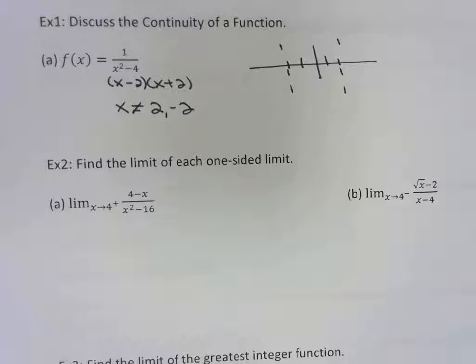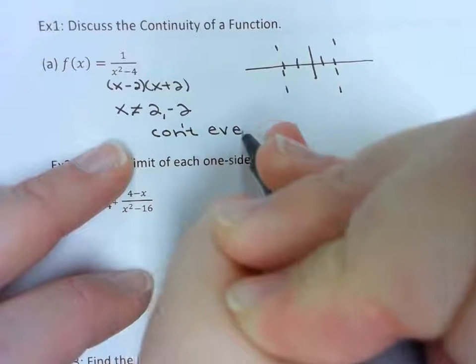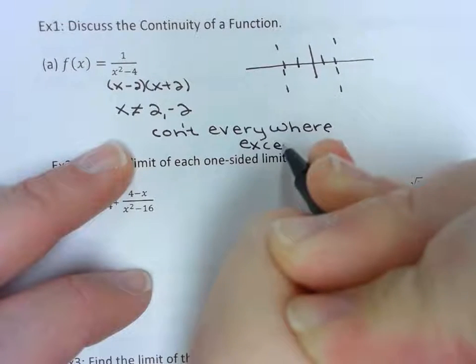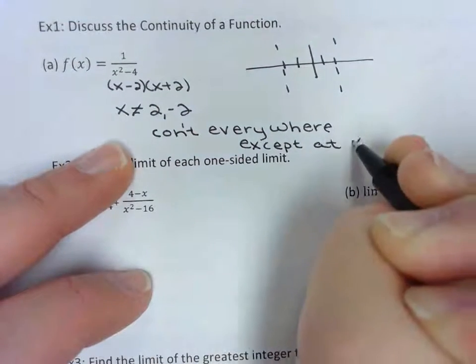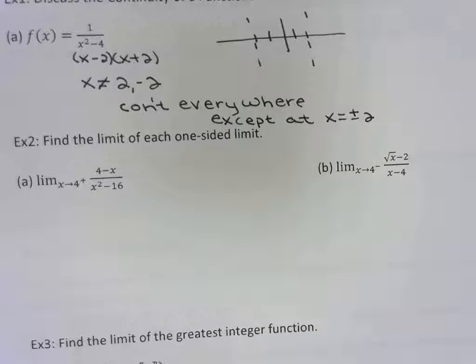So the continuity of this is going to be continuous everywhere, except where? 2 and negative 2. x equals plus or minus 2. So like I said, with continuity, we're worried about asymptotes, and we're worried about open circles, holes in the graph. So basically this is going to be continuous everywhere except at x equals plus or minus 2, because that's where my denominator is 0, which is where I'm going to have my asymptotes. Okay, any questions from that?